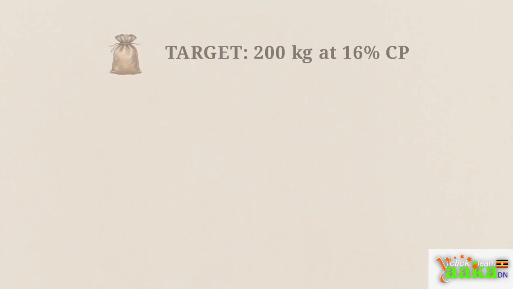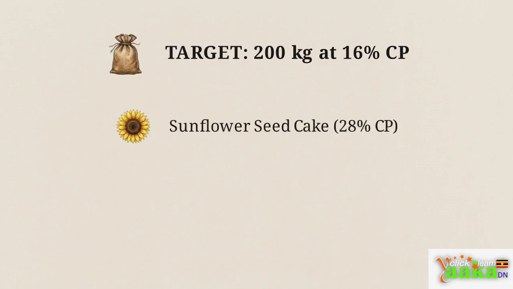This display shows our real-world scenario. The farm requires exactly 200 kilograms of a dairy meal featuring a 16% crude protein content. You have 2 main ingredients available: sunflower seed cake at 28% protein, and maize bran at 8%.